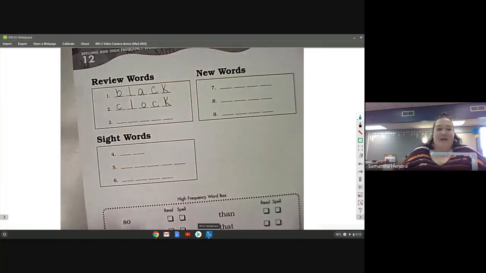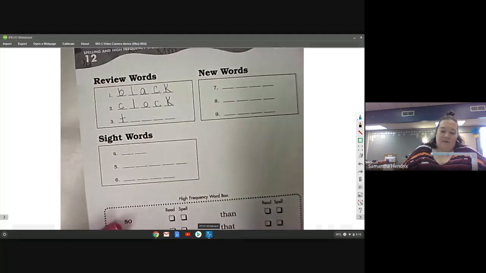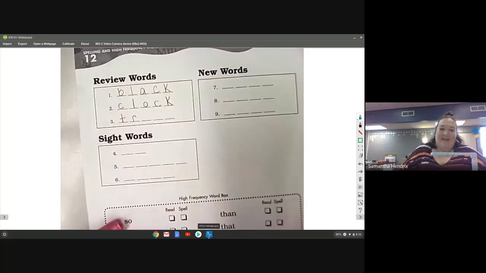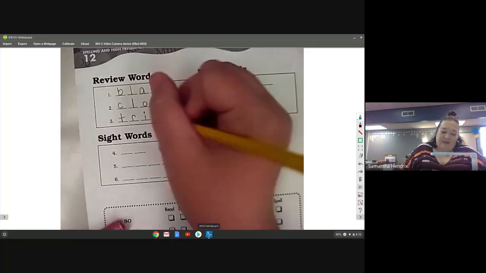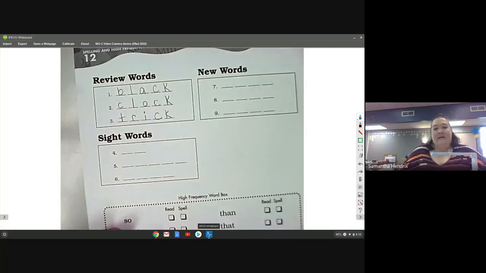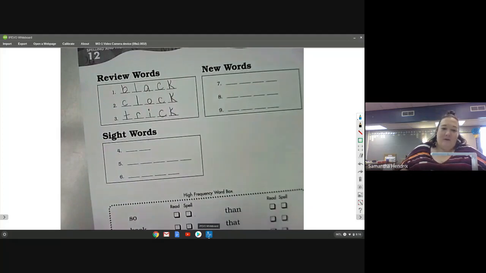Number three is trick. T, t, t. R, I. Final position, CK. Good job, guys. Let's do some sight words.